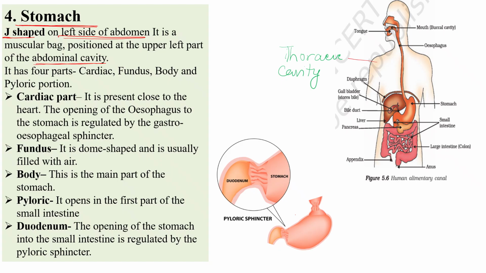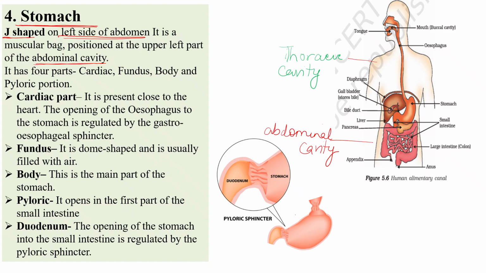And from the diaphragm downwards up to the pelvic region is the abdominal cavity. Abdominal cavity, and it encloses some important organs of the digestive system and excretory system, that is kidney and ureters, and also important blood vessels. So now we can see that first of all stomach is J-shaped.